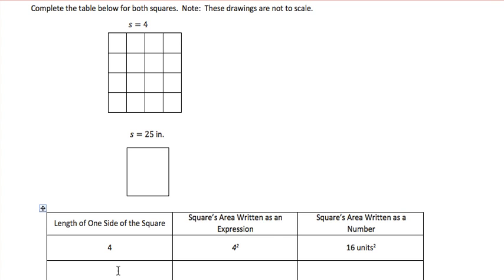The second square, each side is 25, and as an expression, it would be 25 squared. And written as a number would be 625 inches squared, or square inches.